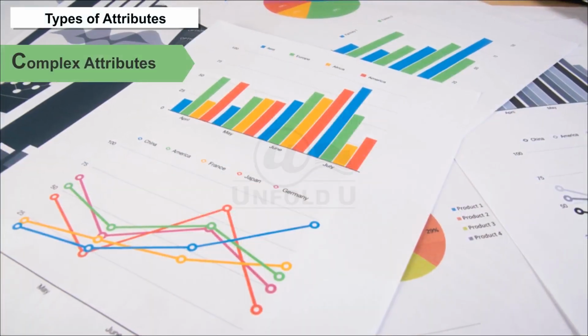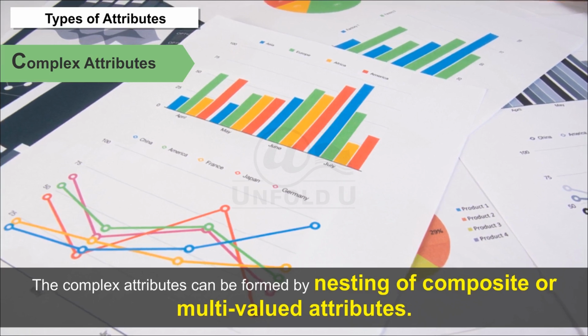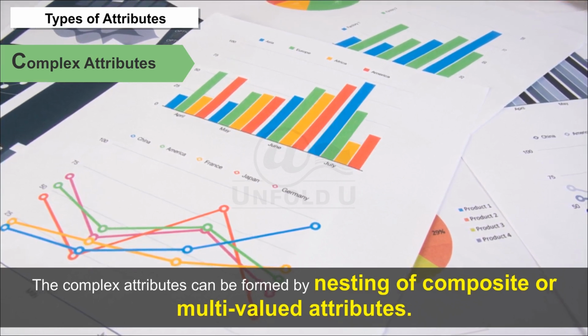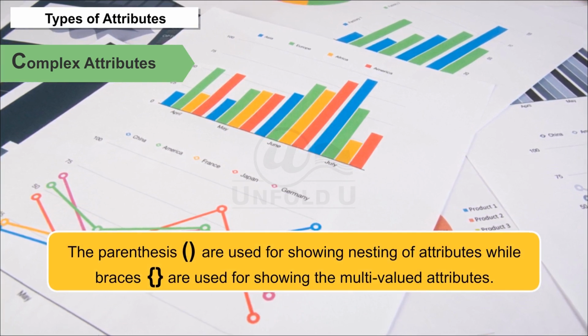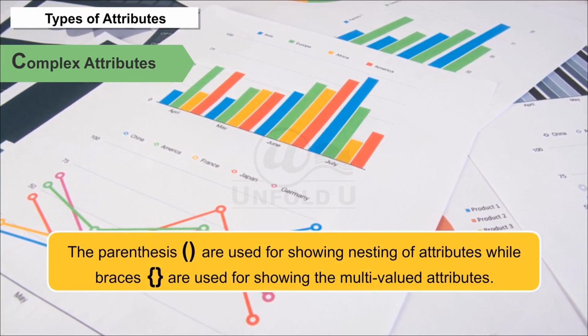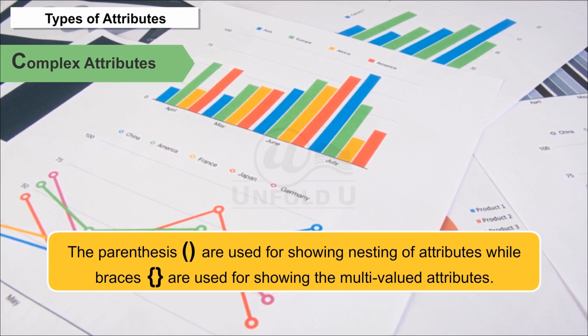Complex attributes. The complex attributes can be formed by nesting of composite or multi-valued attributes. The parentheses are used for showing nesting of attributes, while braces are used for showing the multi-valued attributes.